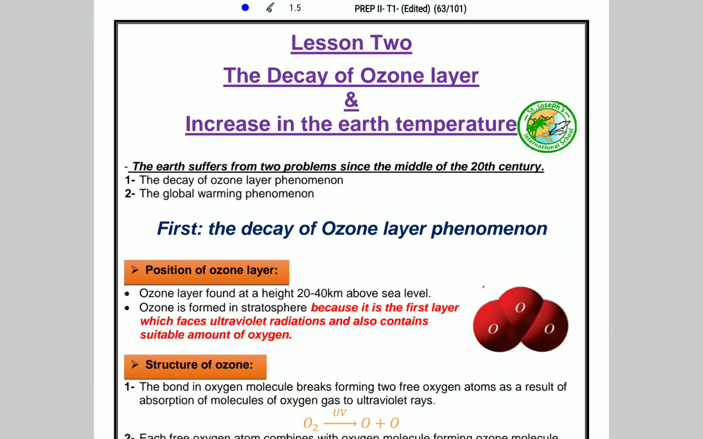Today we're going to talk about Lesson 2 in Unit 2, the two problems that face the Earth, the decay of the ozone layer and the increase in the Earth's temperature. This lesson has two parts. The first part is talking about the decay of the ozone layer, the erosion of the ozone layer, and the second part is the second problem, which is called global warming.